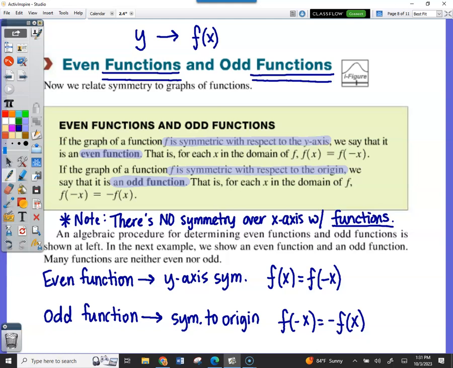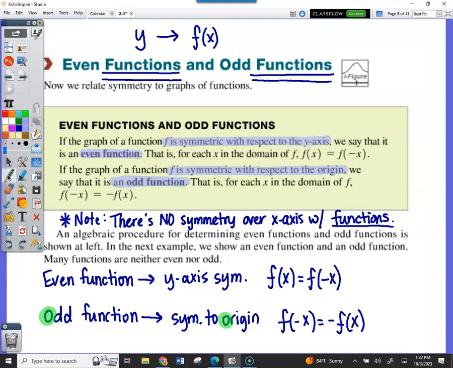I haven't shown you why. I'll explain it. It makes sense once I break it down. How are you going to remember even is when it goes over the y, odd is when it goes over the origin. Odd, origin. It has odd symmetry if I can turn it upside down, holding the origin in place, and I get the exact same graph.